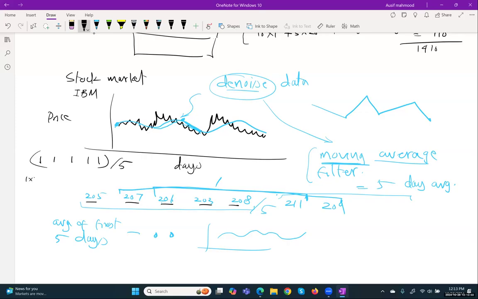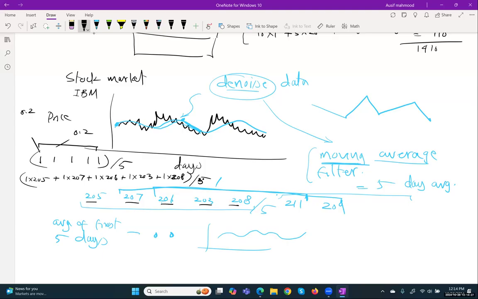It's going to do 1 times 205, plus 1 times 207, plus 1 times 206, because my first signal is all ones, 5 ones, plus 1 times 203, plus 1 times 208, and divide by 5. Or you can think of it this way: each value, instead of being 1, is 0.2. Then you don't have to divide by 5.